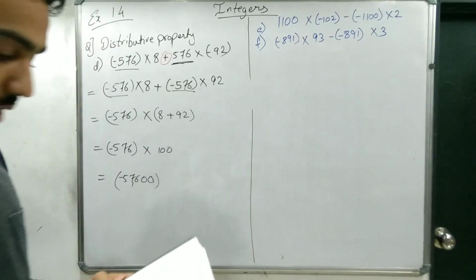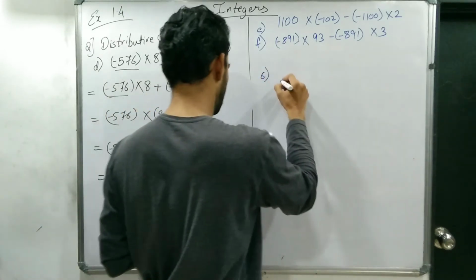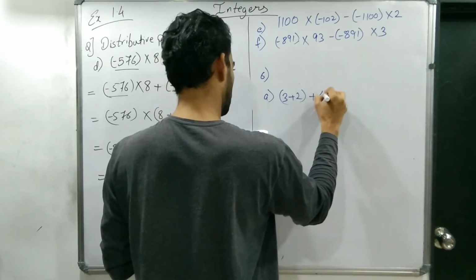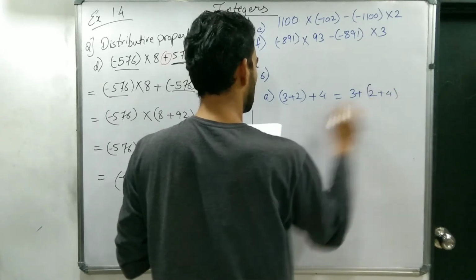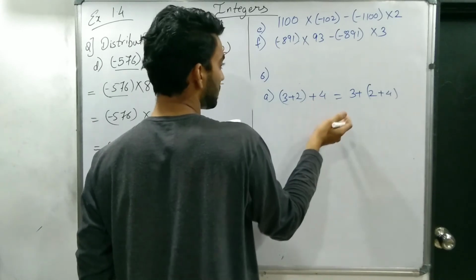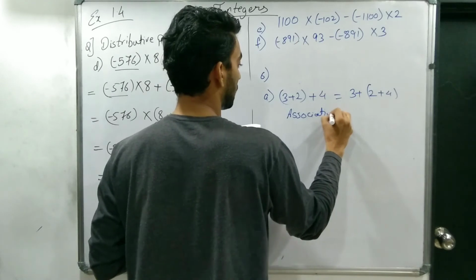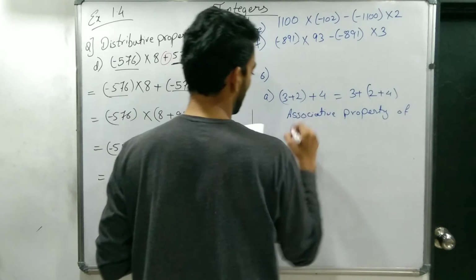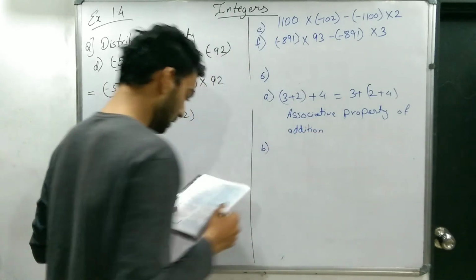Next, state the property of integers represented by the following statement. We just have to write the properties. 3 plus 2 plus 4, 3 plus 2 plus 4. Here we are adding these two first. Here we are adding these two. So the grouping is done differently. That is, grouping means associative property of addition. Full name you have to write.